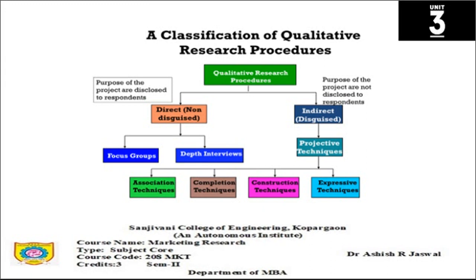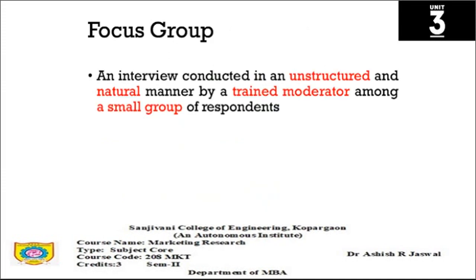In this presentation, we will be talking only about the first part. If you look on the slide, we will talk in detail about what is direct, non-disguised, which is further classified into focus group and depth interviews. To be more precise, just to recap, qualitative research procedures are of two types: direct and indirect. Indirect, the purpose of the project is not disclosed to the respondents. Let us look into the first part.